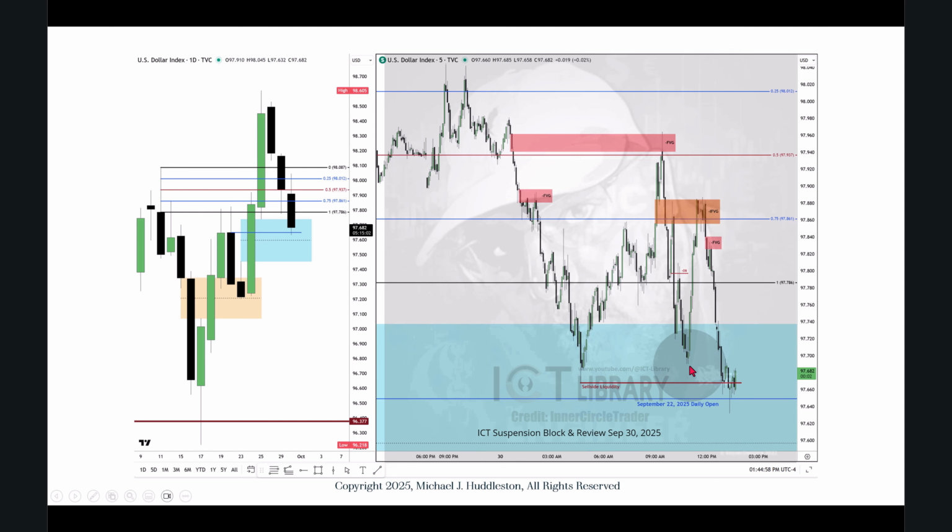Then it drops down, takes out the relative equal lows here and into that September 22nd daily open on that candlestick right there. So it'll be interesting to see what we do on the Asia and London session tonight on dollar and euro dollar and pound dollar. So it has the stage to do something if the dollar wants to resume or consolidate inside this old wick.